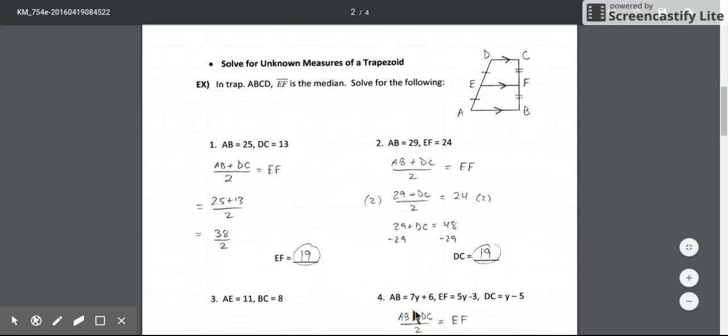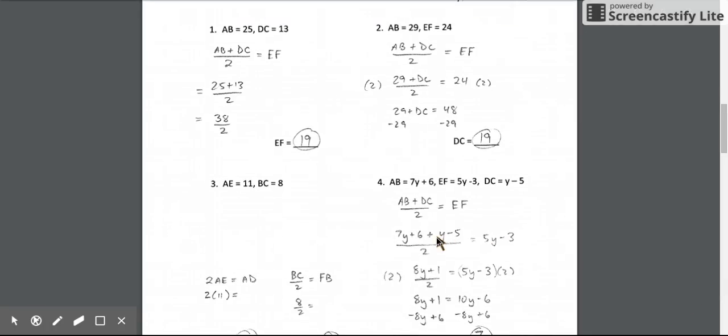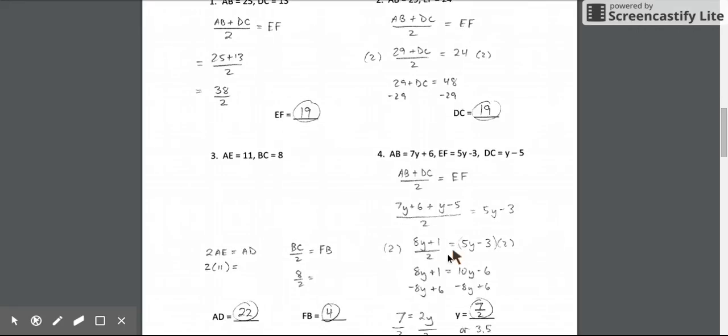Just a bit more algebraic expressions involved here. We're dealing with parts AB, EF, and DC. So again, bases and medians. Let's use our median formula and substitute the values that we're given, which allows us to solve for y. So the first thing we can do is get rid of that division by 2 by multiplying both sides by 2. Or we can combine our like terms up here in the numerator first and then multiply both sides by 2. Either way, we end up with 8y plus 1 equals 10y minus 6. Make sure you distribute that 2 to both of these terms here.